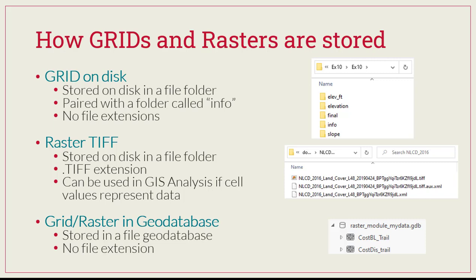So these are the grids that we use as data within our GIS analyses. A grid on disk, which is often referred to as an Esri grid as well, is stored on disk in a file folder. It's also always paired with this info file. For every grid in a particular folder, they are all going to share this info file. This info file stores a lot of ancillary tabular information for those grid data sets.